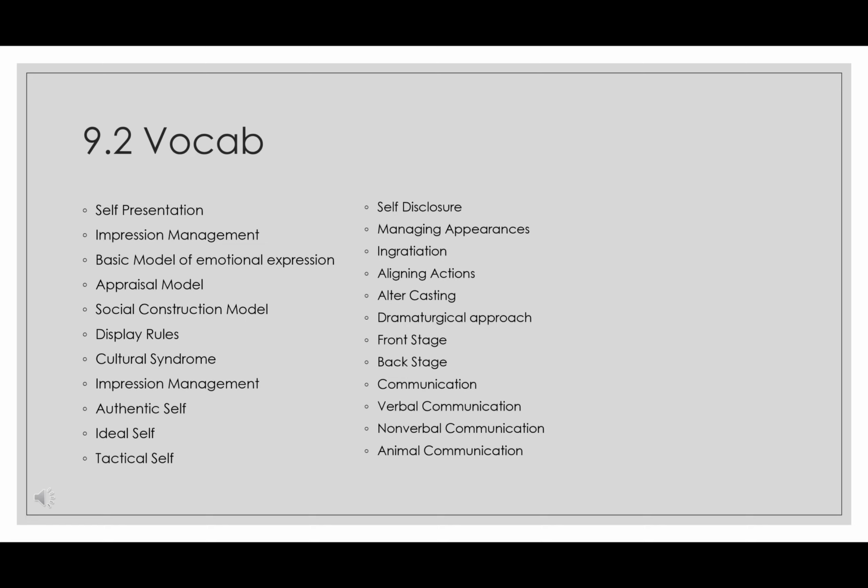The ideal self is who we would like to be under optimal circumstances. The tactical self refers to who we market ourselves to be when we adhere to others' expectations of us. Common strategies of impression management include self-disclosure, managing appearances, ingratiation, aligning actions, and alter casting.